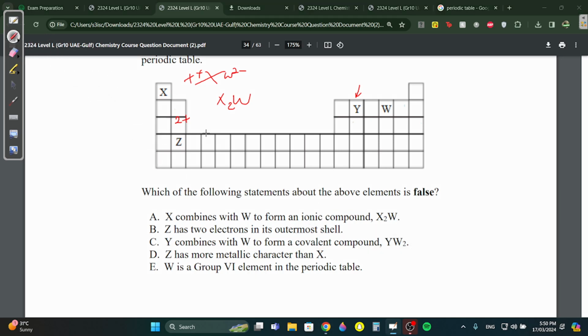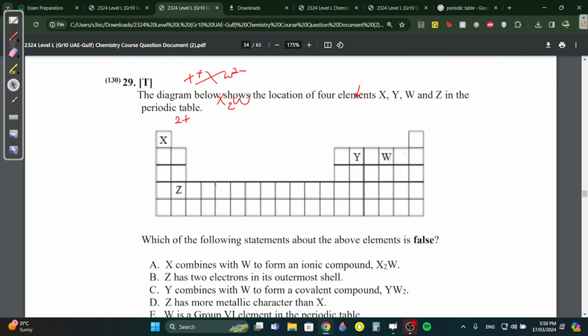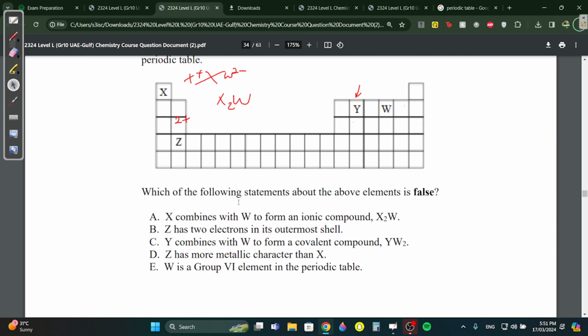Z has more metallic character than X. Why? No way that's true. Is it? It is. Apparently yes. Group 2, I googled it. Group 2 is more metallic than group 1. I don't know why. They said there are more metallic bonds, but okay, just memorize it, I guess.